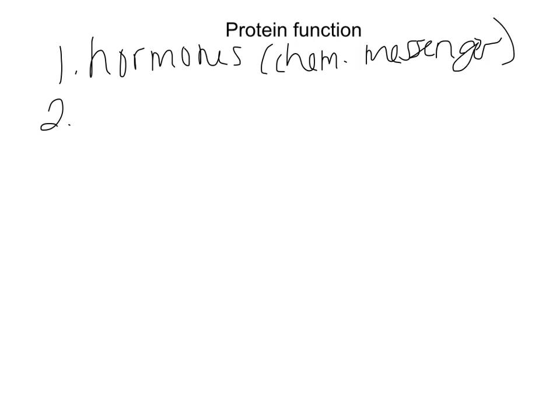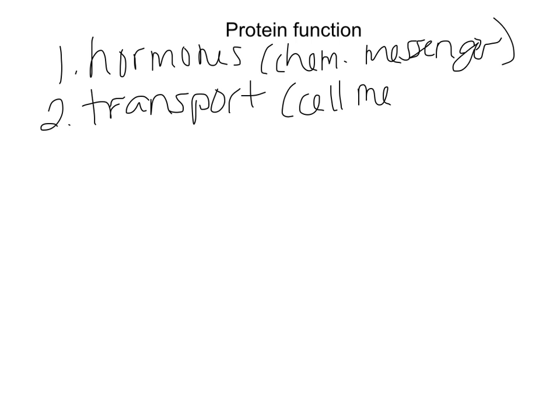Okay, proteins are also important for transport. They do this a lot in the cell membrane. You'll see proteins embedded in the cell membrane that will help move things back and forth across the cell membrane. I mentioned hemoglobin on the last slide. Hemoglobin helps transport oxygen throughout your body, so they act as a transport structure.